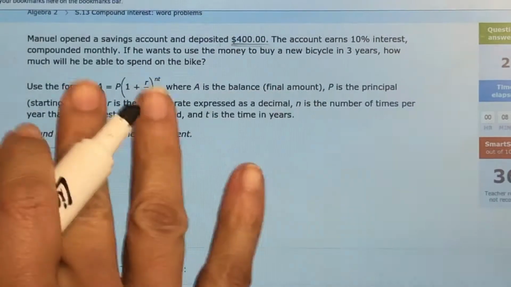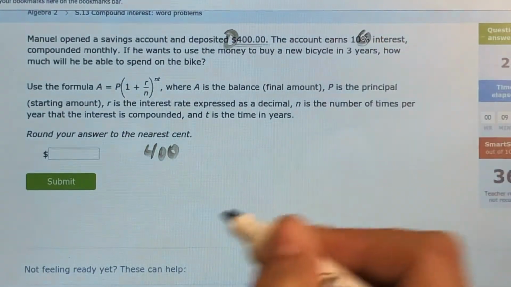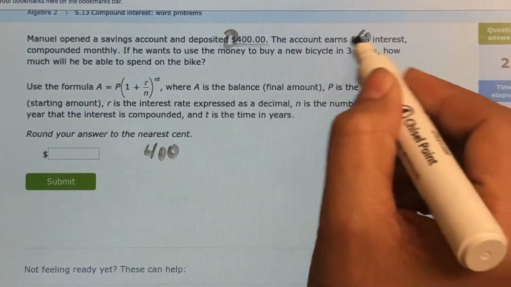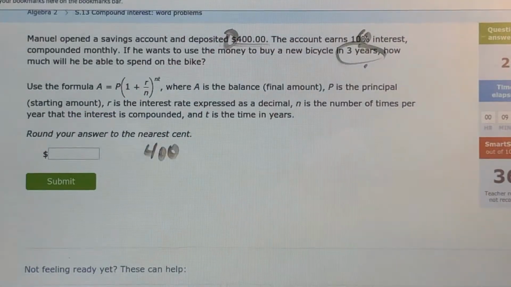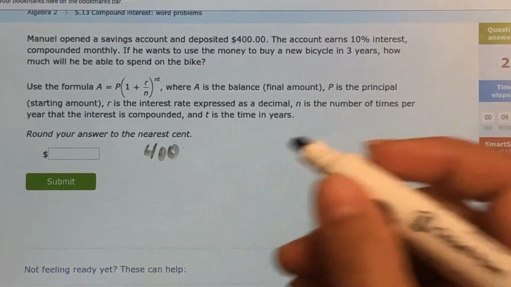So you can quickly just look for the numbers and just see. That's actually what I'm doing. I'm not going to read. So I see dollars, that's going to be my principal. I see percent, that's going to be my R. I see years, that's going to be my time, and I need to find out how many times it's compounded. So when the word problem gets really lengthy, you can do it that way.